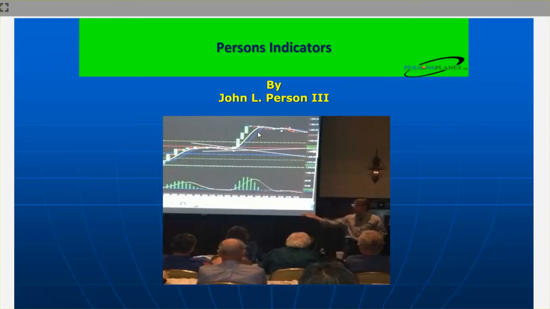So here we have a snapshot of John down in the lower right-hand corner of the screen, teaching a bunch of traders like us about Person's indicators, and I want to introduce him to you now. So John, take over.